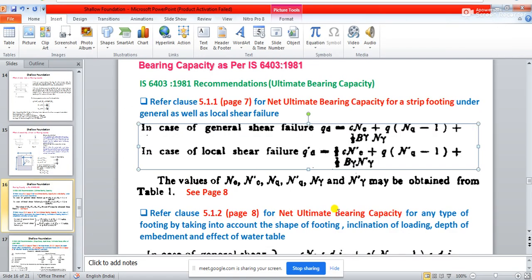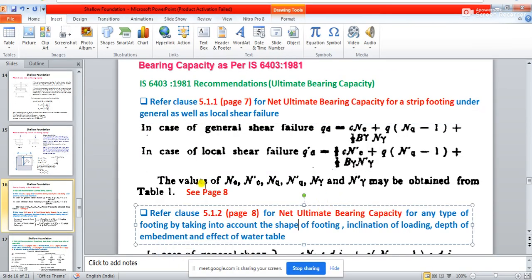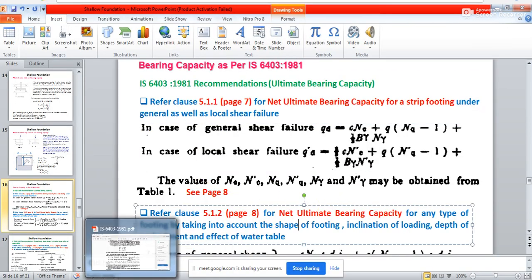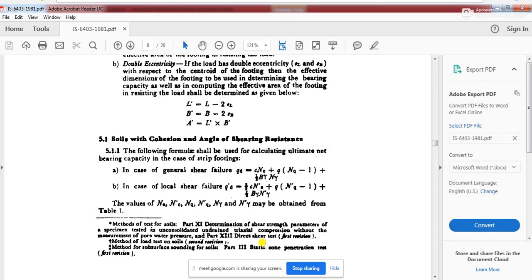So, actually it is coming from Terzaghi's bearing capacity equation only, and directly the code is giving net ultimate bearing capacity. That's why you see this equation in a little bit different form, but ideally the equation is the same as Terzaghi has given. And you must remember the values of N_c, N_c', N_q, N_q', N_gamma' need to be considered from table number 1. So, you cannot use the values from Terzaghi.